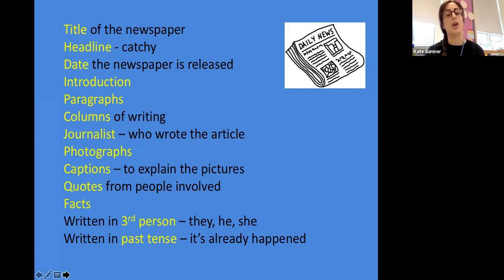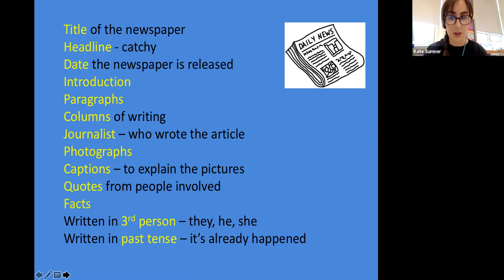And lots of us had a go at writing introductory paragraphs. It needs to have separate paragraphs, so all your information needs to be sorted into paragraphs. Columns, so remember it needs to be in columns. It's not just one big page. The journalist, so that's the person who wrote the article. So lots of us wrote person who made it. Now, they're not the person who made it, they're the person who wrote the article. And in a newspaper, you'll have lots of people that have written different articles. Okay, so we call them the journalists.